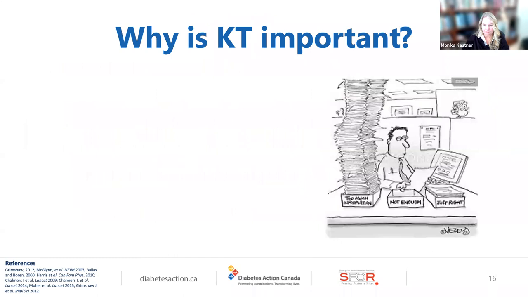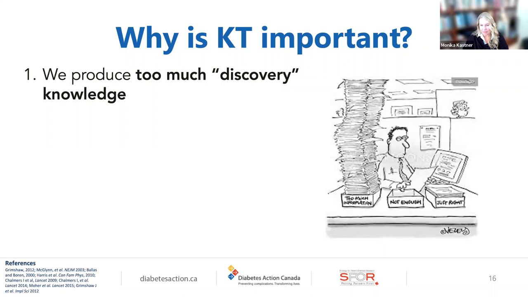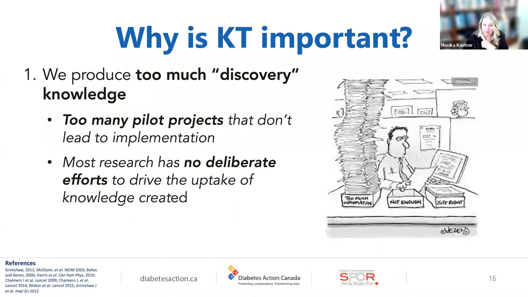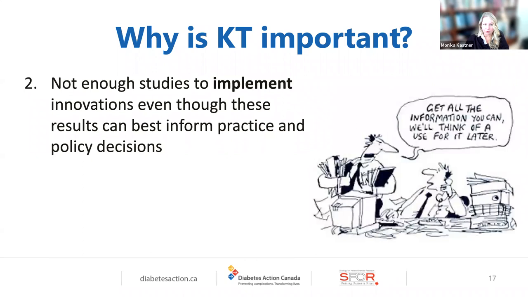So another reason that knowledge translation is so important is, and I was alluding to this earlier, that we do produce too much discovery knowledge. So I'm not saying that we don't need discovery knowledge. I think it's very important, but we don't have enough implementation trials to be able to deliberately drive that change. We tend to develop pilot projects that don't lead anywhere, and then it stagnates. So again, I think it's very important that alongside the research that we do, we need to have studies that actually deliberately and systematically implement those innovations that we have found to be effective, because this is what will actually inform practice and policy decisions.